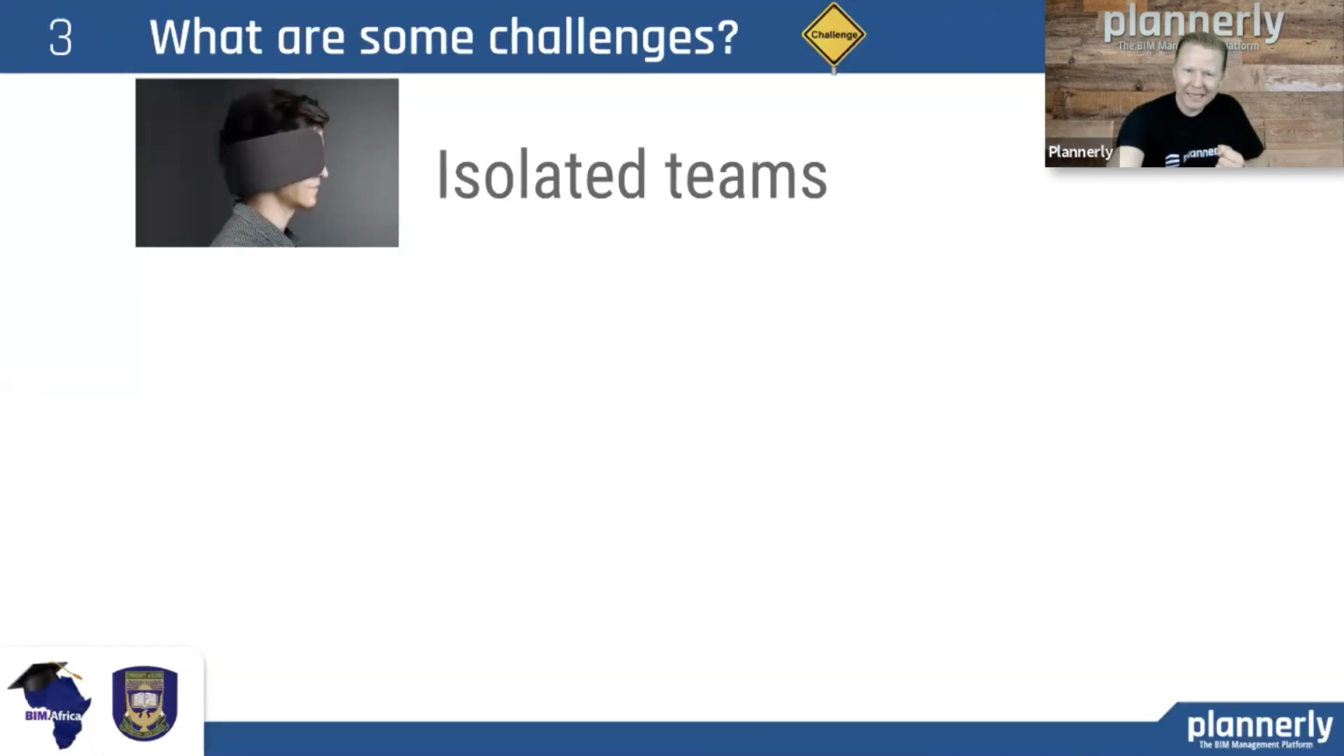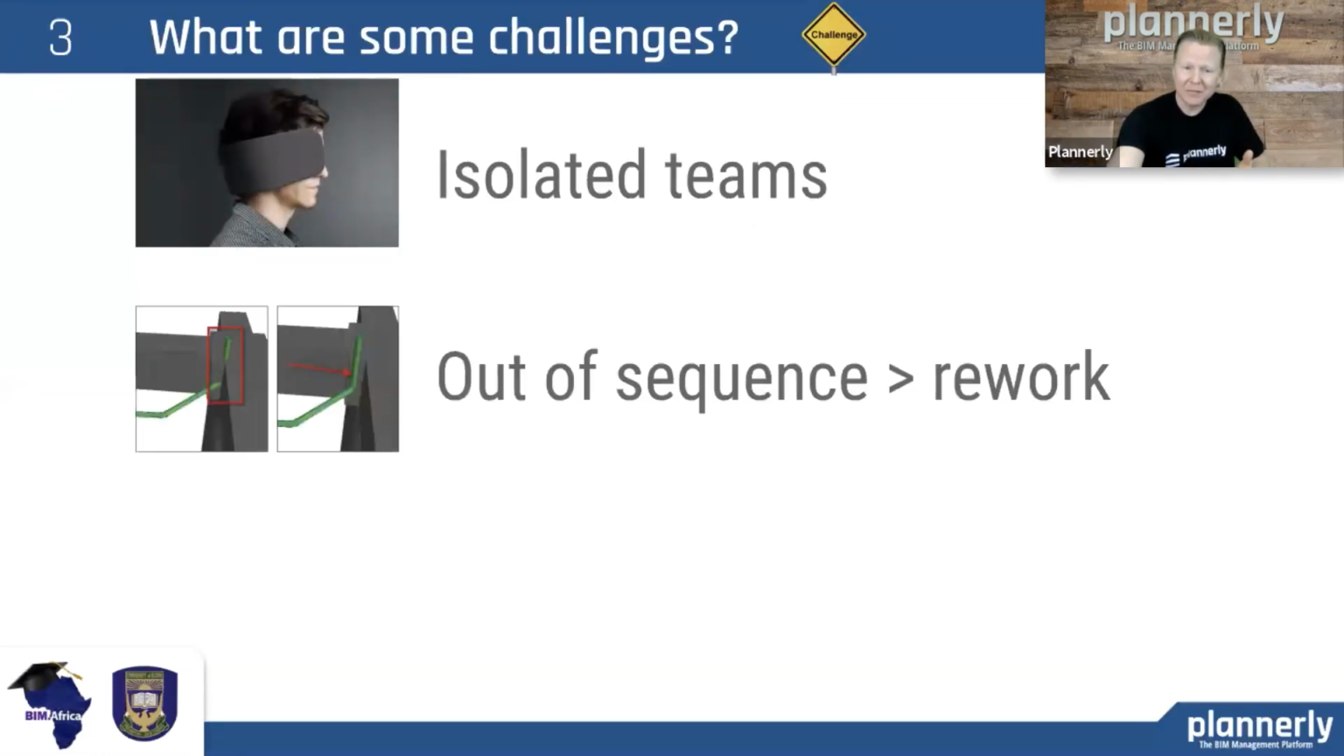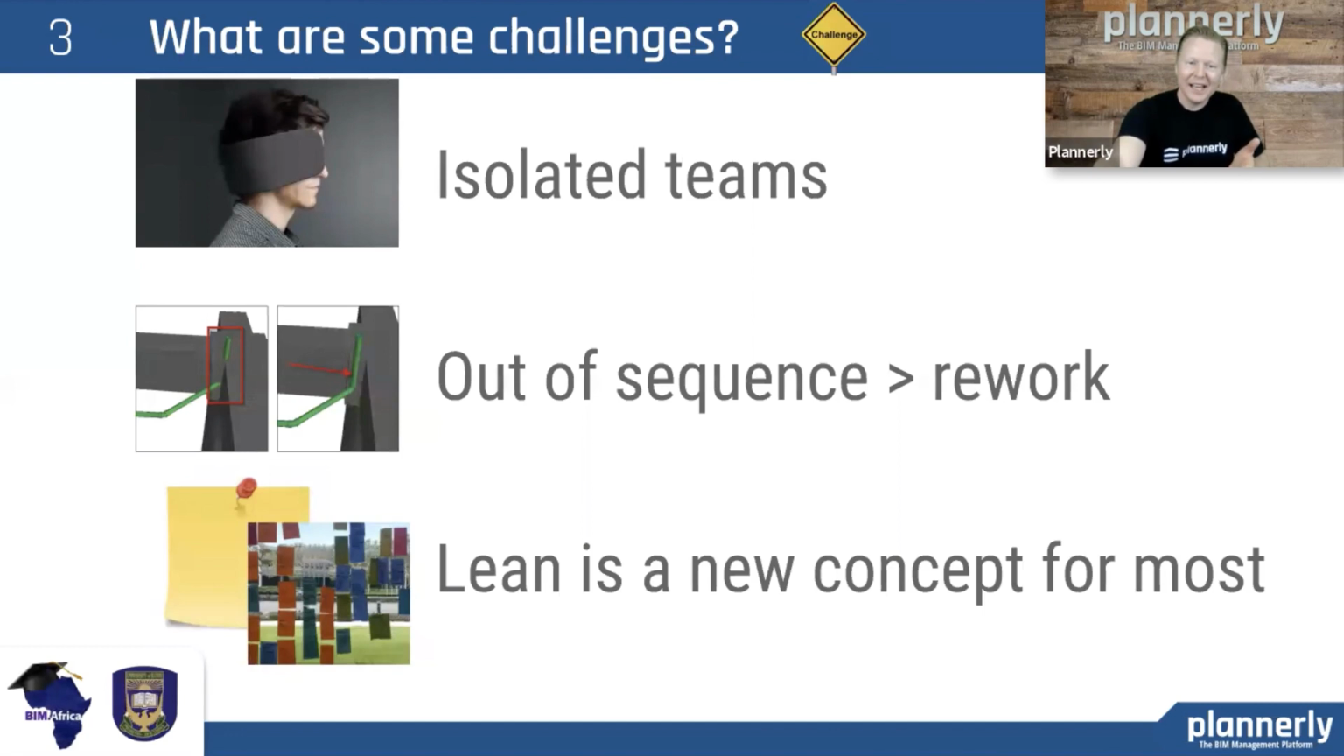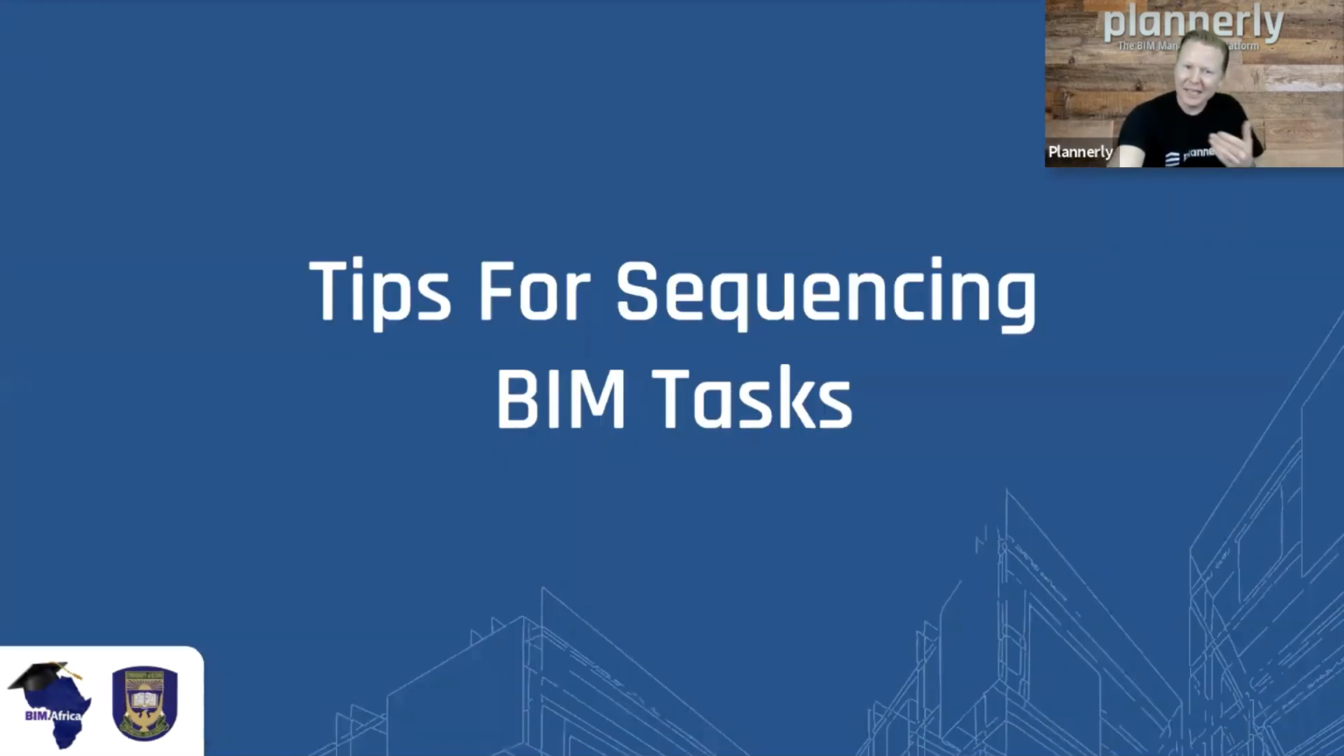But again, we're working with isolated teams, and it's really easy to model something out of sequence. Unlike in the built world, in the virtual world I can model something and put it inside of the foundation, the pipe inside of the foundation. And then we're trying to combat this with some lean concepts, but some of these concepts are quite new for some teams. So trying to collaborate more is usually a challenge.